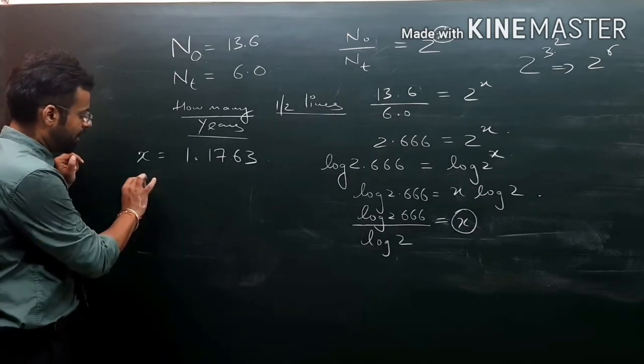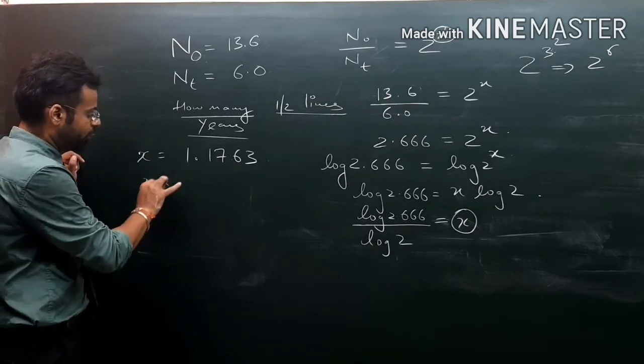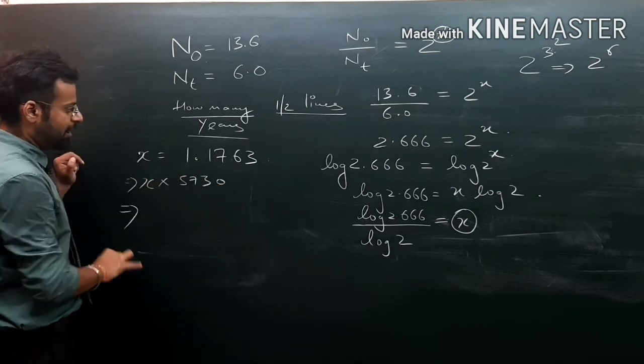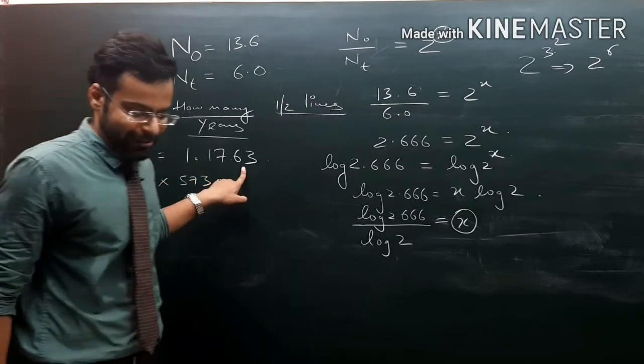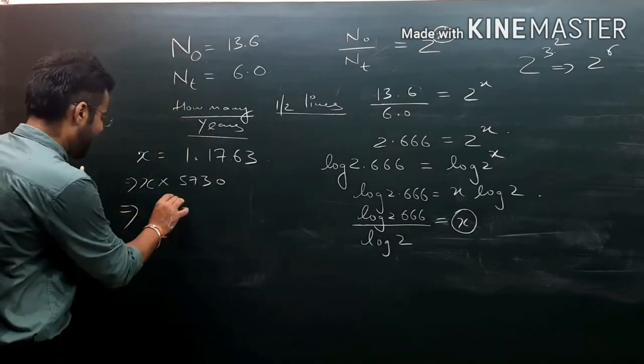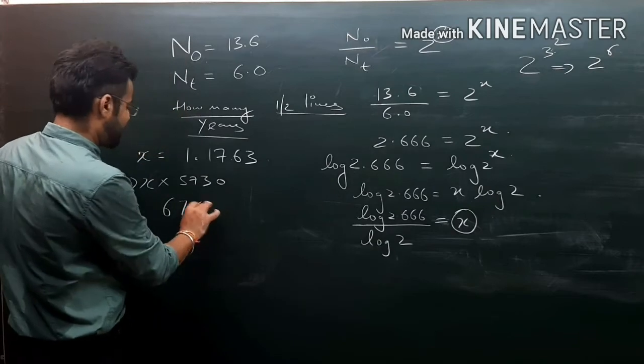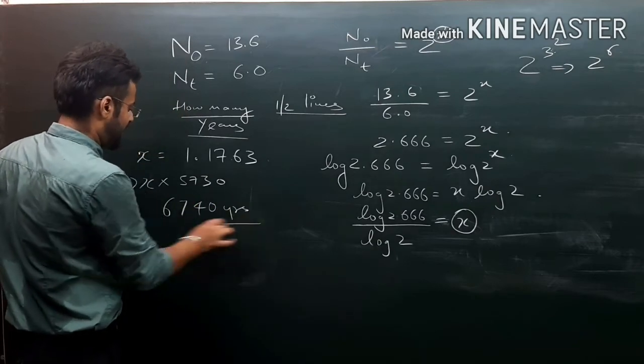We just need to multiply this now. x into 5730, that is 1.1763 times 5730, gives us approximately 6740 years. So that is the answer for us.